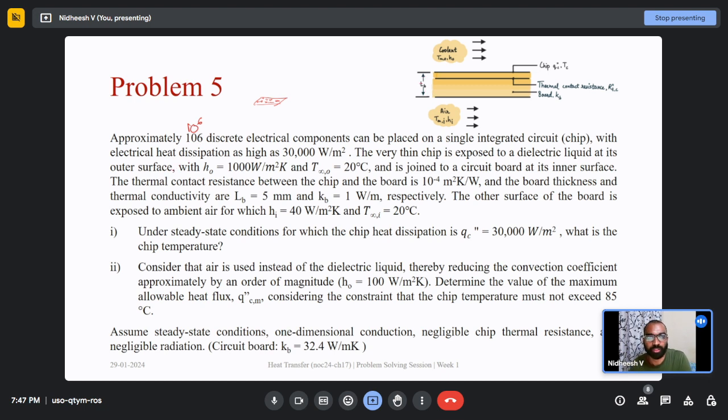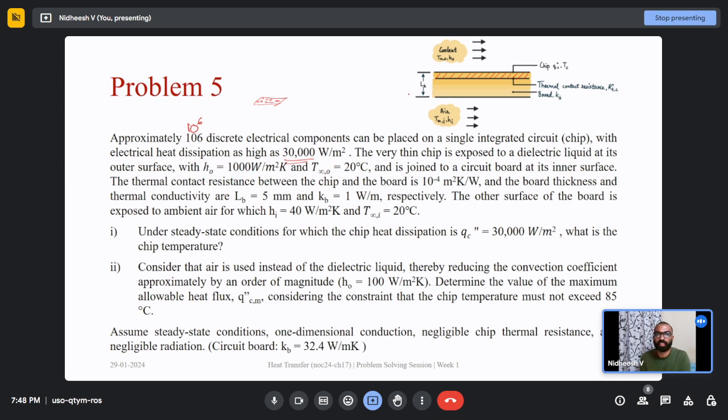Okay, first let us go to this image. This is the chip we are talking about. On this chip, many small electrical components are placed and it is producing a large amount of heat, say 30 kilowatt per meter square. And we need to dissipate this heat quickly, otherwise these electrical components would get damaged. For that purpose, we are using dielectric liquids on the outer surface of this chip. Dielectric liquids have very poor electrical conductivity and they will take away the heat very quickly from this chip surface.